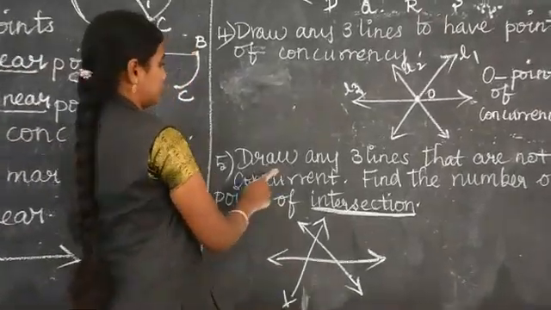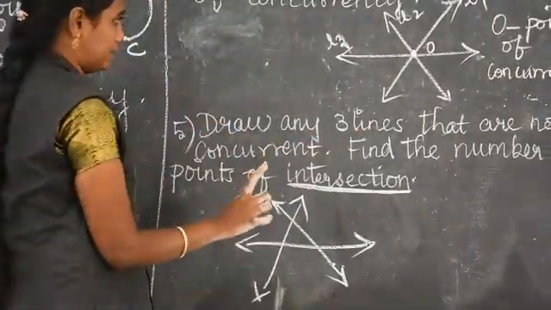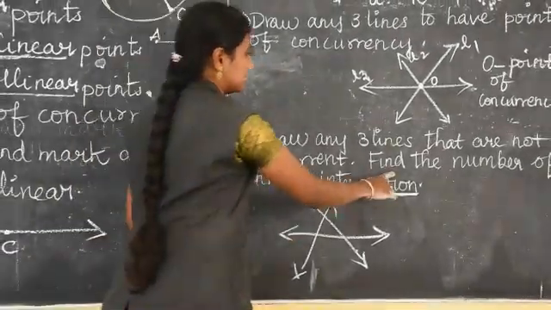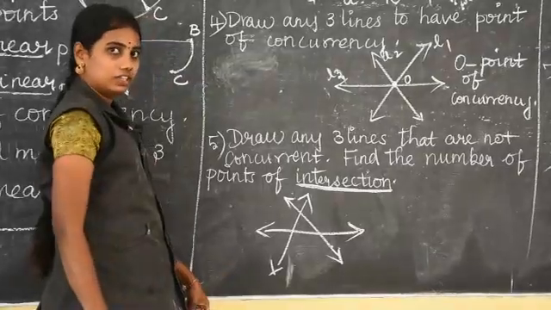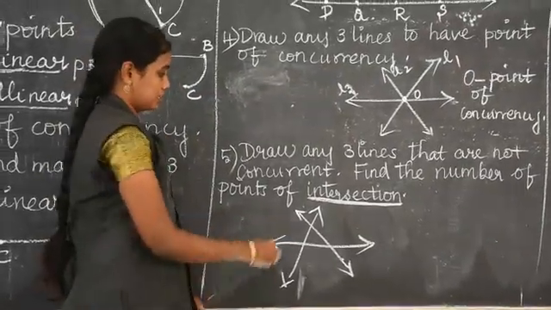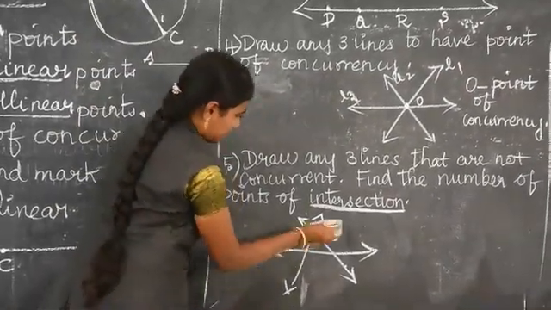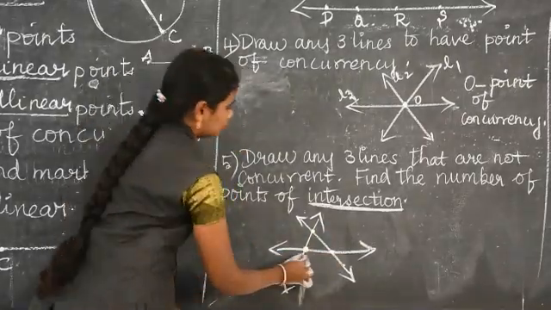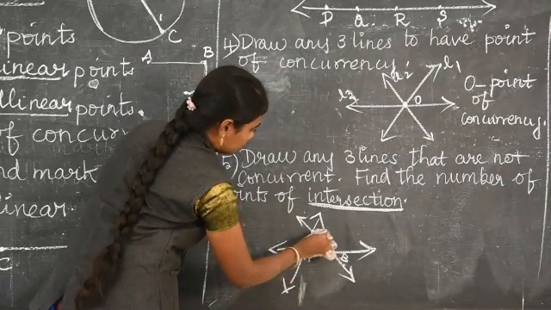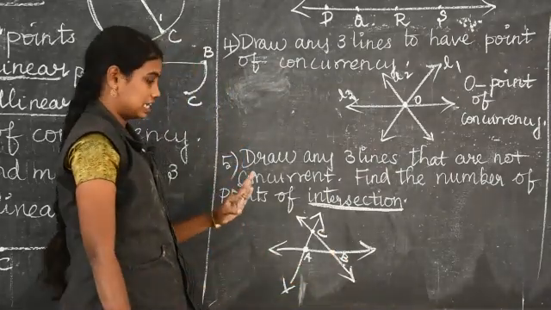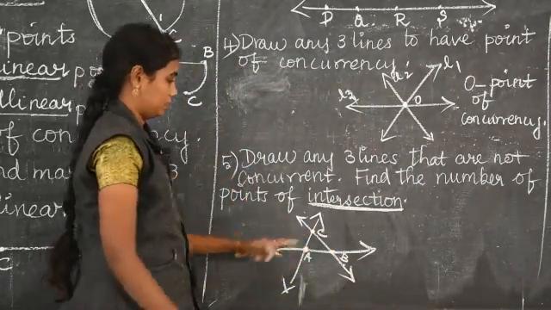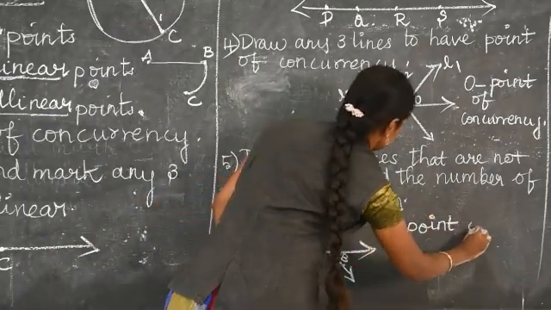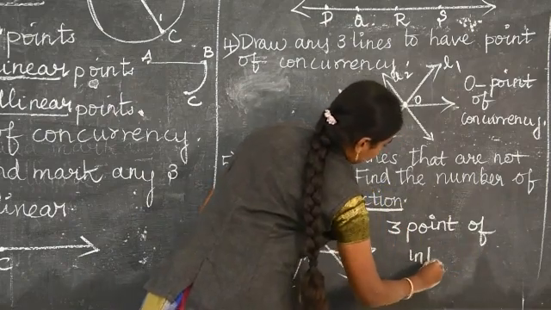So now the question is, draw any 3 lines. I have drawn. It should not be concurrent. It's not concurrent. Find the number of points of intersection. Where are the lines intersecting? Find out. Here it's cutting. Here. Here. So totally how many? How many intersections are there? 3. 3 cuts. Here, here, here. So 3 points of intersection.